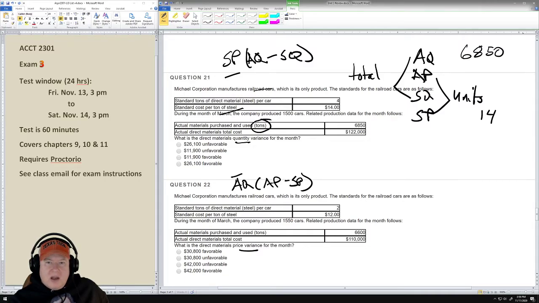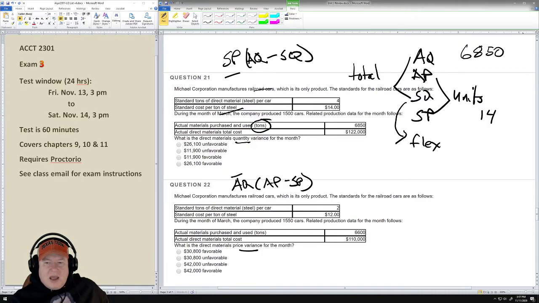So we don't actually need to know the actual price for this particular thing because we are figuring out the quantity variance. So we've got standard price and we've got actual quantity. So we need to know standard quantity. The thing I always remind people about standard quantity is this is the flexible budget part.